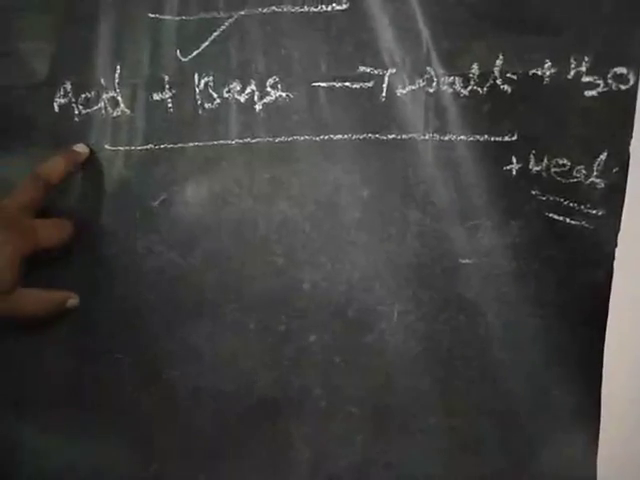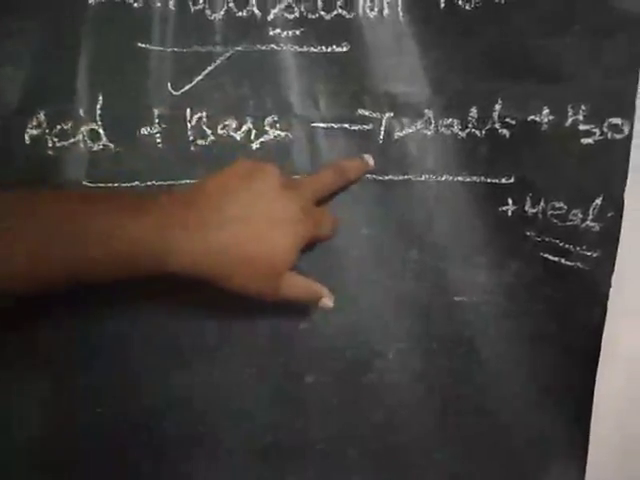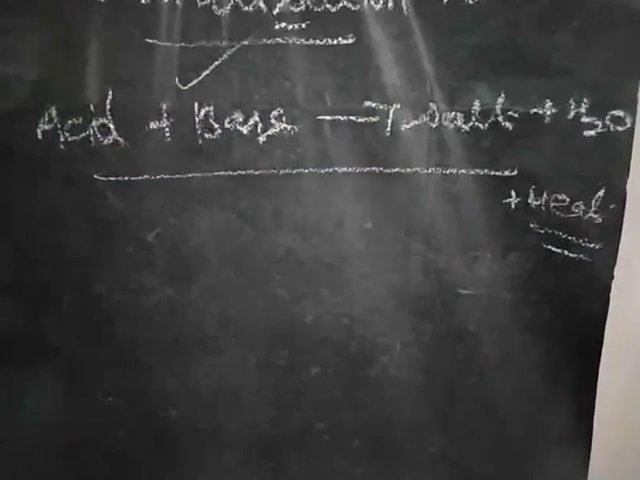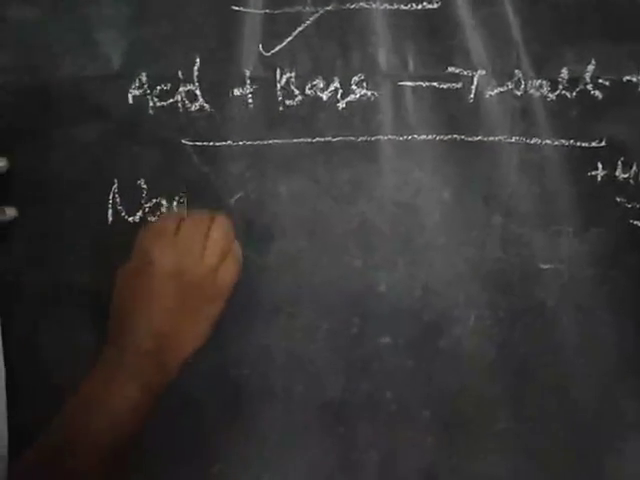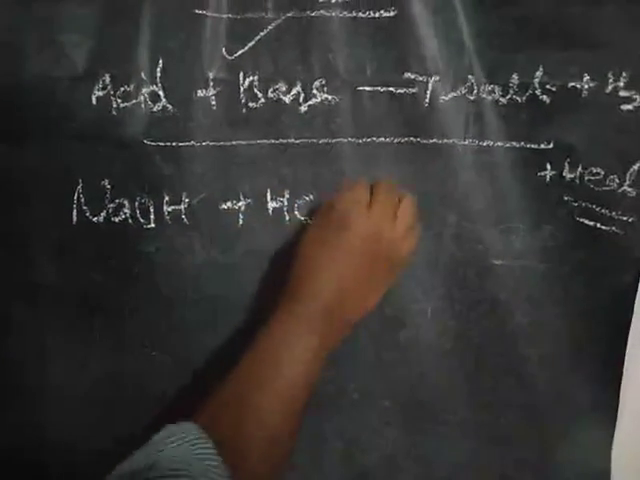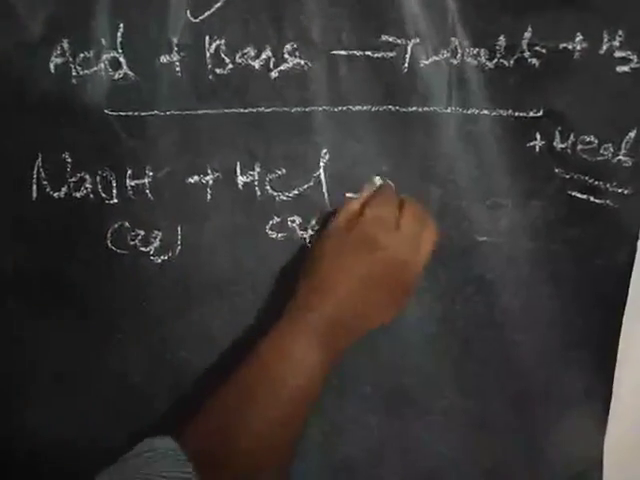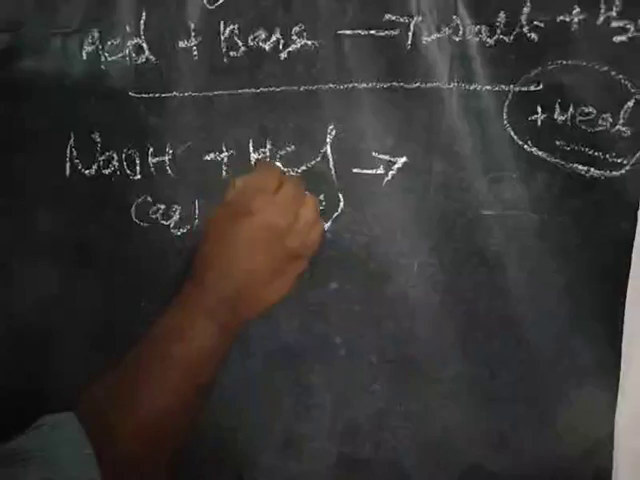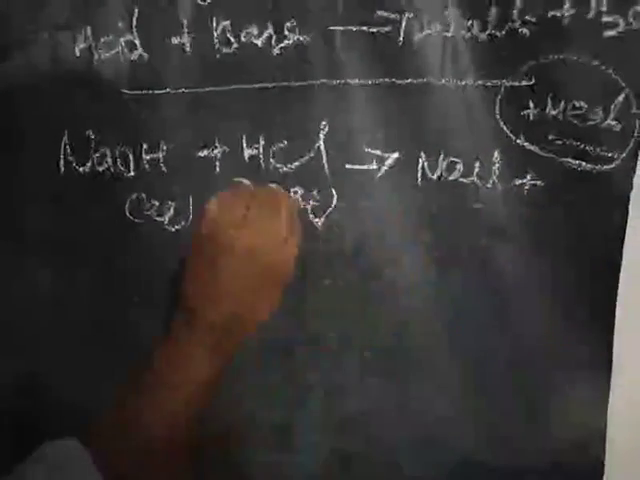So acid reacts with the base, or base is neutralized with the acid, to give salt plus water plus heat energy, which is also released. For example, sodium hydroxide and hydrochloric acid, both in aqueous solutions. Heat is liberated in a very small amount, not a huge amount. So sodium hydroxide plus HCl gives NaCl plus water.